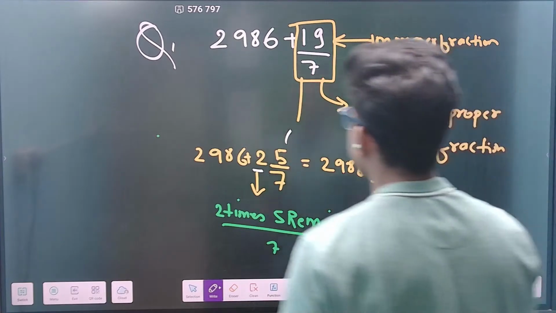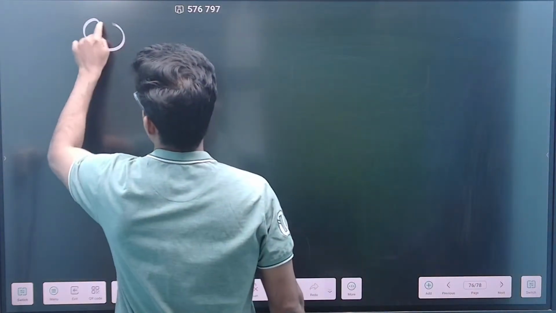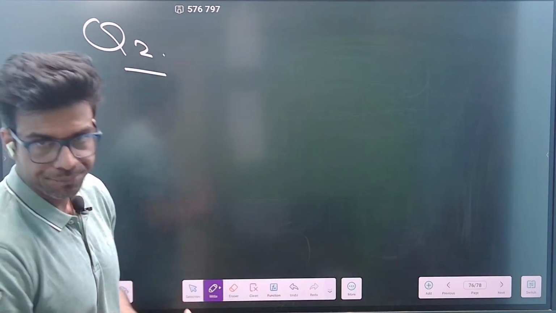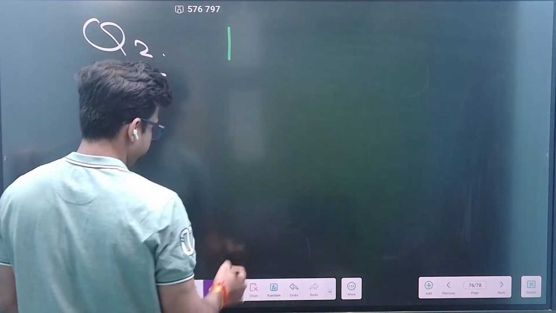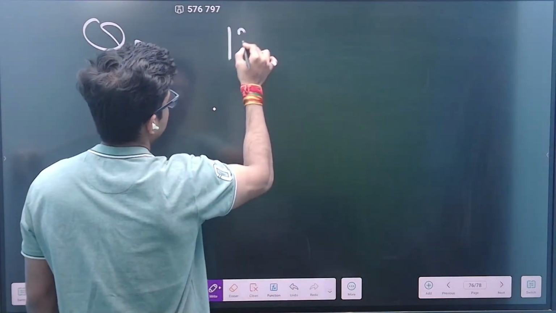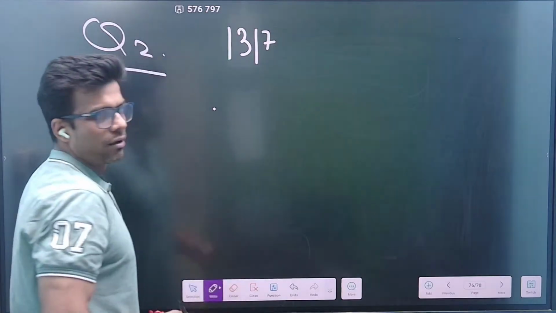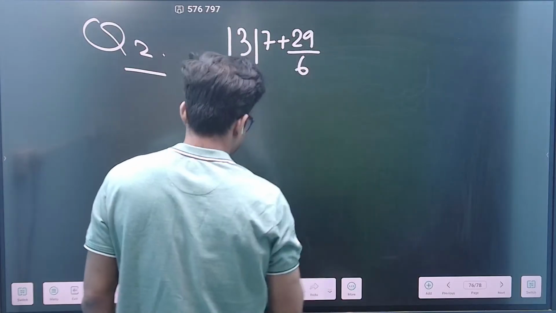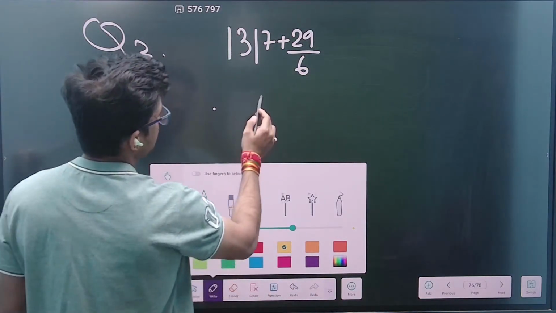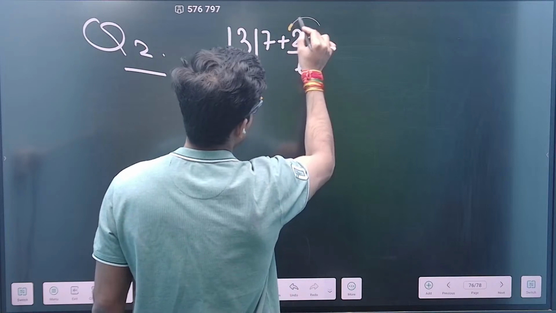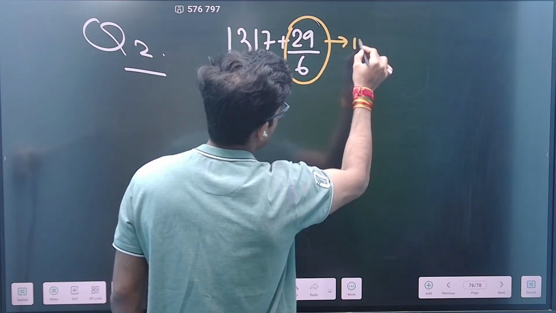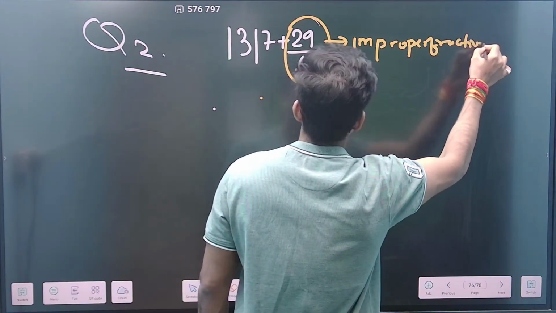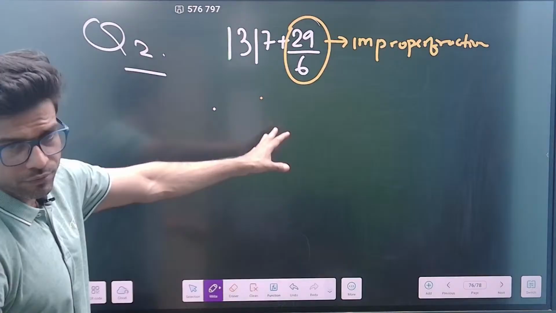Now let's come to another example, question number 2. Question number 2 should be 1317 plus 29 by 6. Again, the hurdle is there. This whole fraction part is an improper fraction, correct? Always remember, this is an improper fraction. If this is an improper fraction, then you need to solve this first.